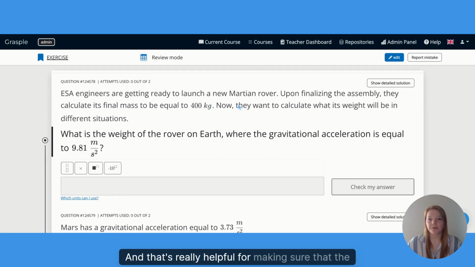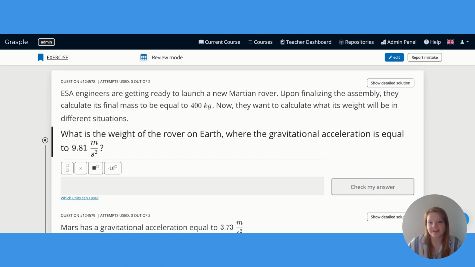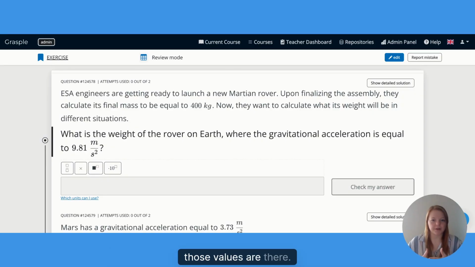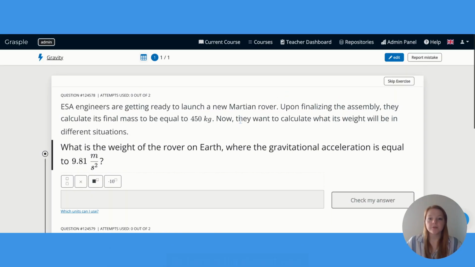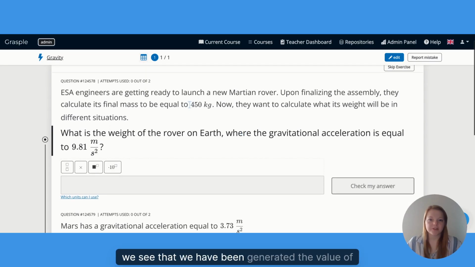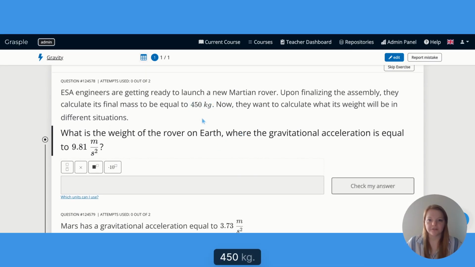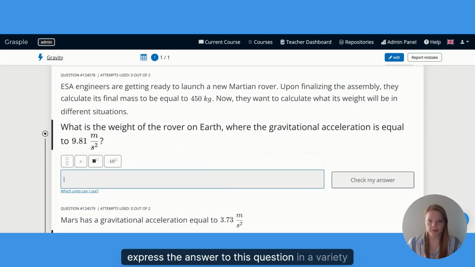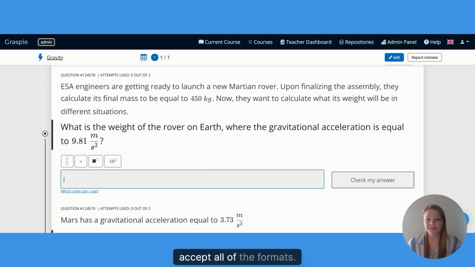And that's really helpful for making sure that the students understand the logic behind the calculations and don't just memorize a question so that they know how to answer it, and only when those values are there. So back in the student view, we see that we have been generated the value of 450 kilograms. One feature that makes Grasple great specifically for STEM questions is the use of units. You can express the answer to this question in a variety of formats. And the cool thing about Grasple is that it will accept all of the formats.